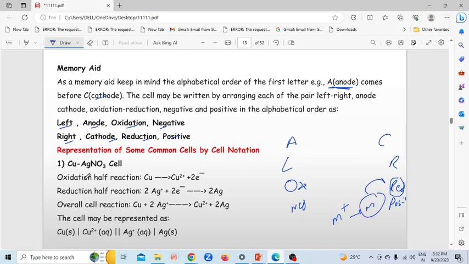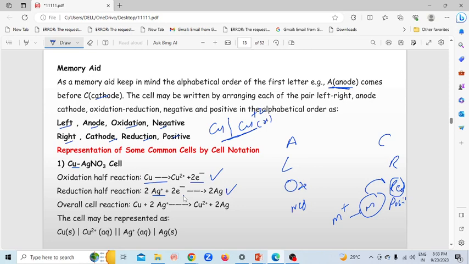Then let us represent some common cells by cell notation. Suppose this is the copper plus AgNO3 cell. Here copper is converting to copper plus 2 ion, and in reduction Ag plus is converting to Ag. So this is the oxidation reaction and this is the reduction reaction. First of all we will write the oxidation reaction, obviously. So copper, then a single vertical line, Cu plus 2. This is the representation of the first half cell. You can write the concentration here also if you know it.